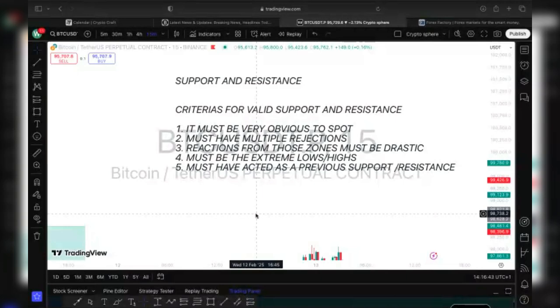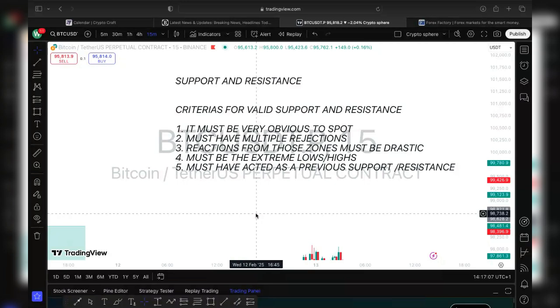Now, it must be very, very obvious to spot. Once you see a support level or a resistance level, you're going to note that. It doesn't hide itself. You will see the market forming at a particular level. Once price gets to a particular level, it starts moving up. Or once price gets to a particular level, it starts dumping. That is at resistance levels.